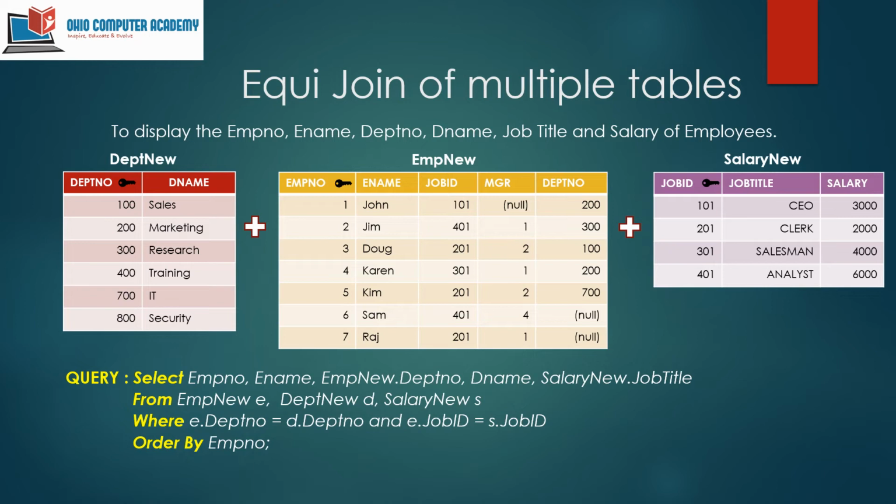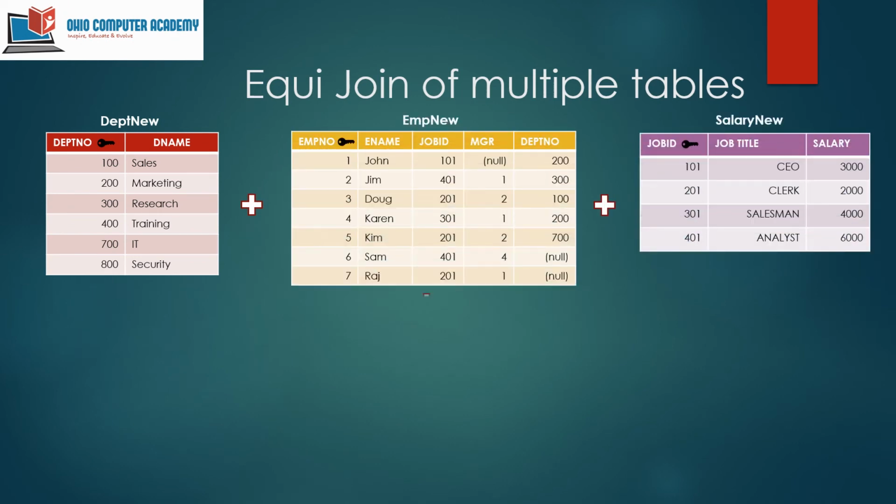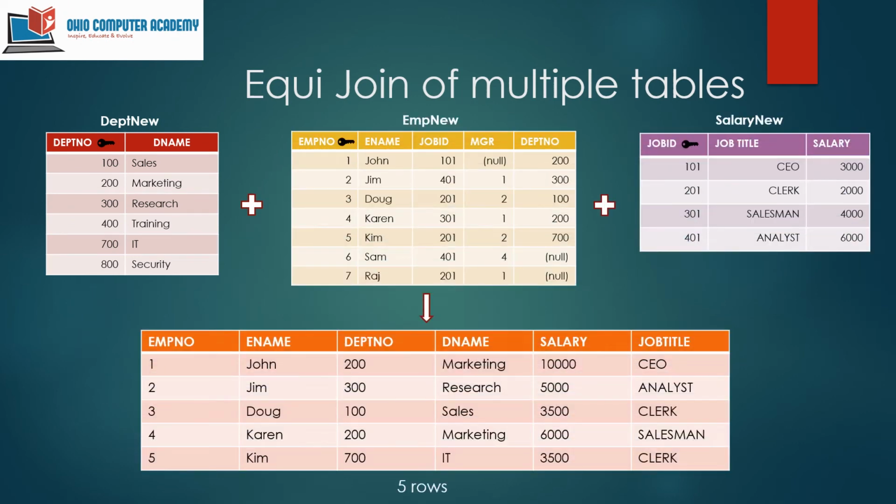We can see three new variables E, D and S, which are aliases for tables employee new, department new and salary new respectively. It can be tedious to type the complete table names repeatedly, and aliases are used to reduce this. Using table aliases also speeds up the query. And the order by clause is used to sort the output by employee number. The output is shown here. This query has returned 5 rows because there are only 5 common records between these 3 tables.